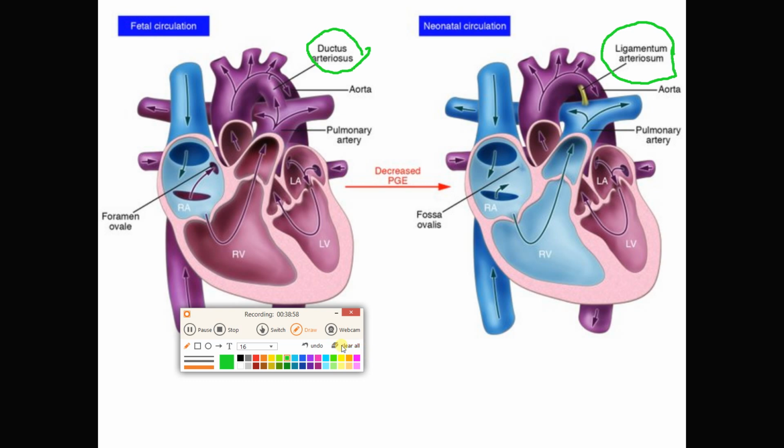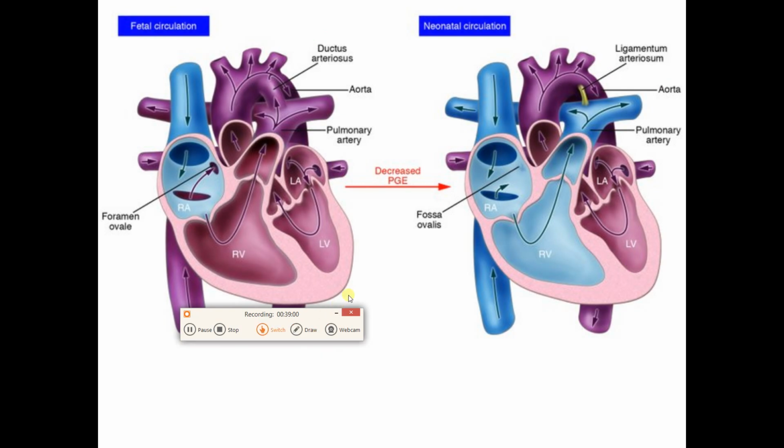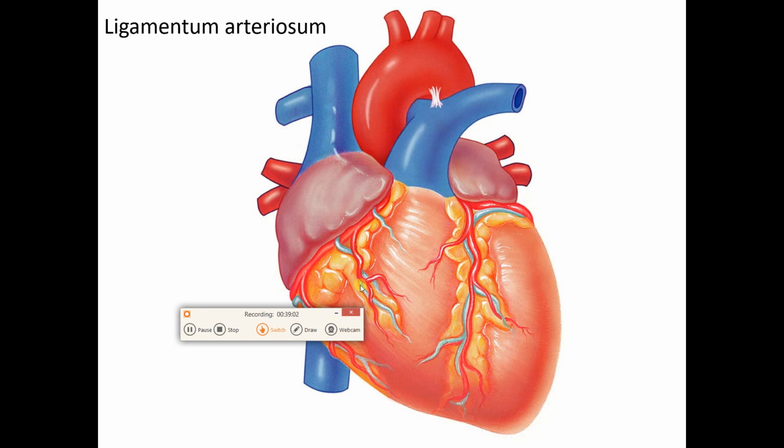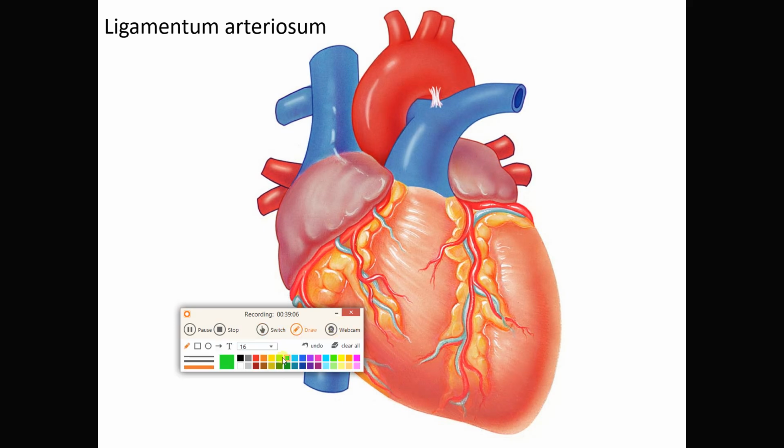All right. Fantastic. If we look on this picture here, this might be our last one. Yes, it's the last one. Long session today. This guy right here, you see that little thing right there? That little guy right there, that is the ligamentum arteriosum on my heart picture here.